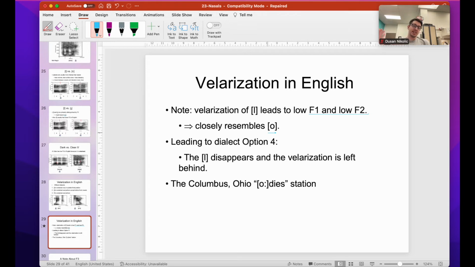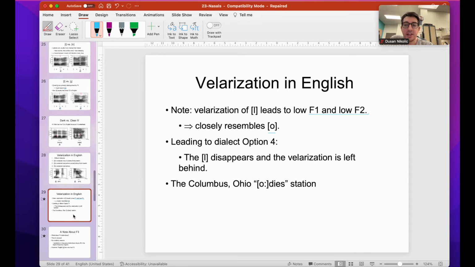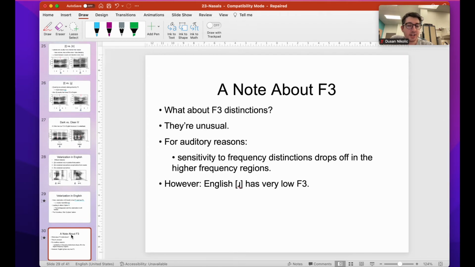And in some dialects, all L disappears and the velarization is left behind. For example, in Columbus, Ohio, instead of oldies, I say oldie station, right? And if you think about it, it makes sense that the L disappears completely. So there is a deletion of L in there.